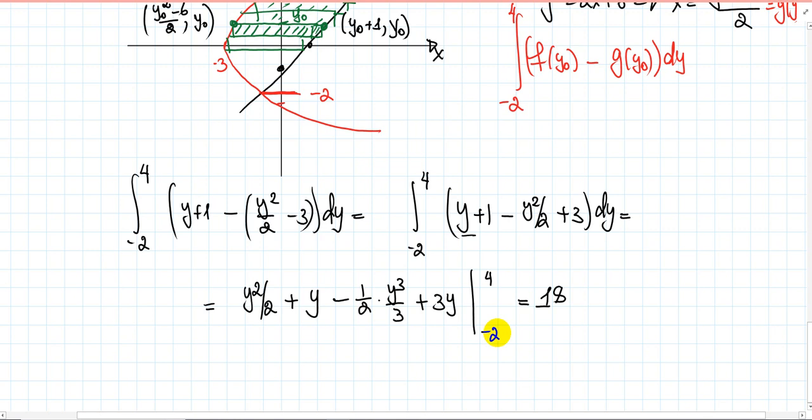Good? So it depends on the area. You need to choose whether to integrate with respect to x or whether to integrate with respect to y. It doesn't matter. You make the horizontal rectangles or vertical rectangles. The concept is important. So let's do one more example.